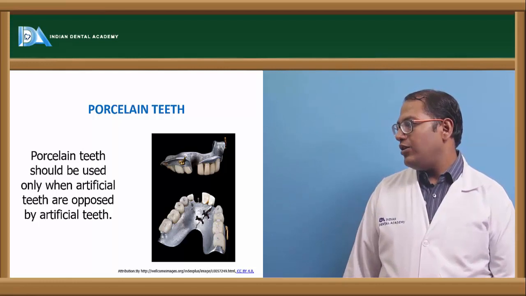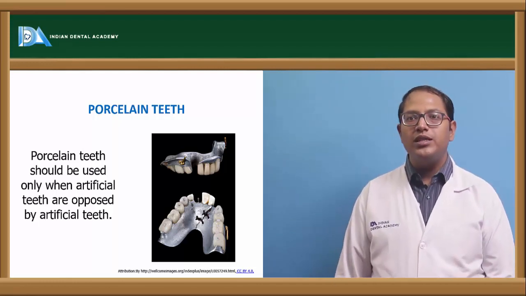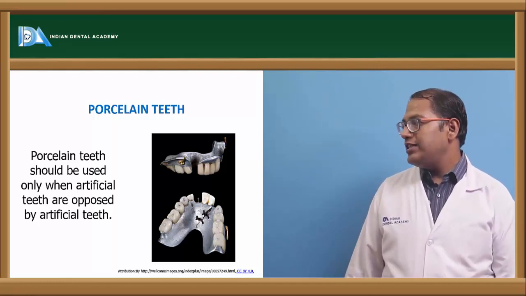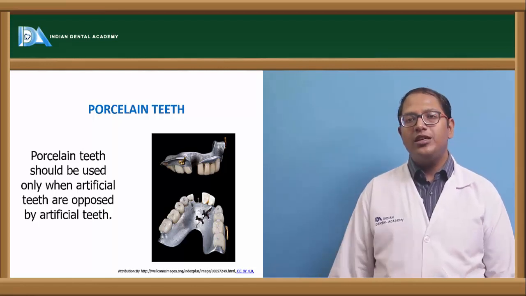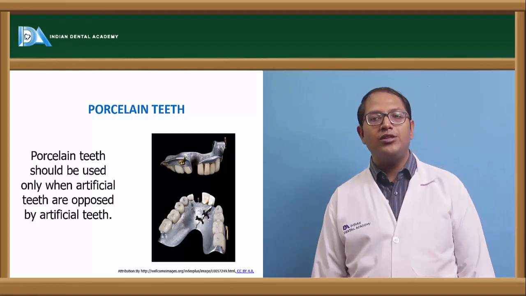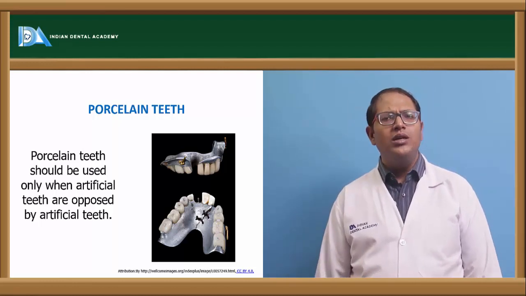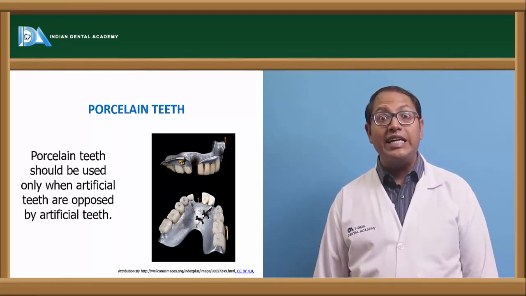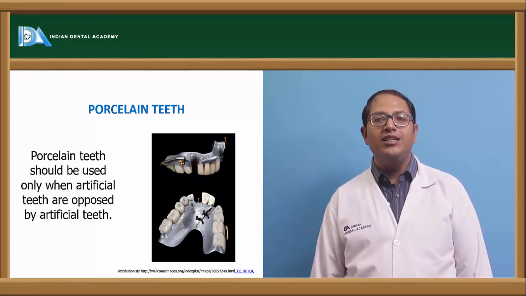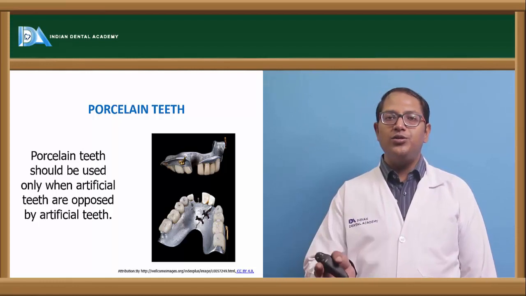Porcelain teeth: when should we use porcelain teeth? When the acrylic artificial teeth are opposed by artificial teeth, that is, when we have porcelain teeth on the other occlusion end. Only in those cases are you supposed to use porcelain teeth. Why is that so? Because of the abrasion. It can abrade the natural teeth, or it can abrade the acrylic teeth if they are on the opposing side. So it should only be used if you are using porcelain teeth on both sides.